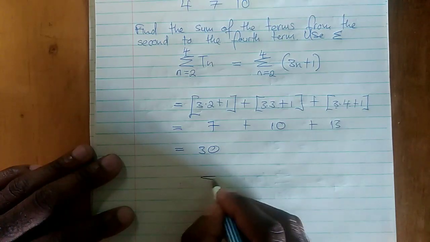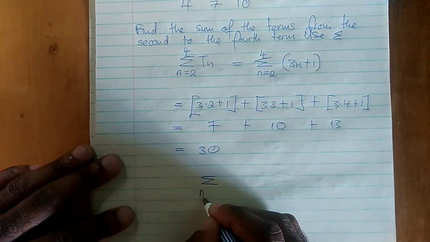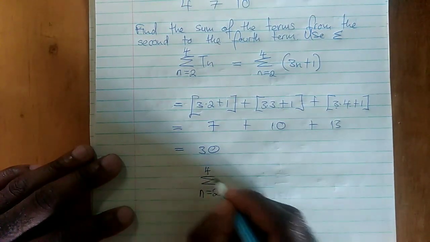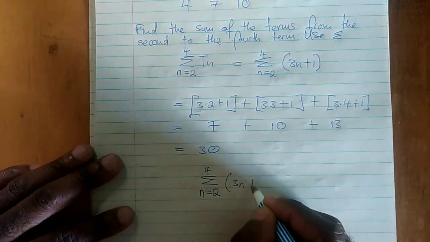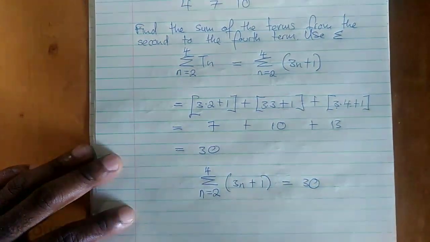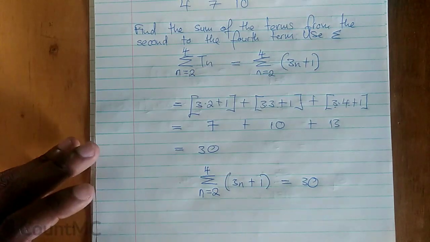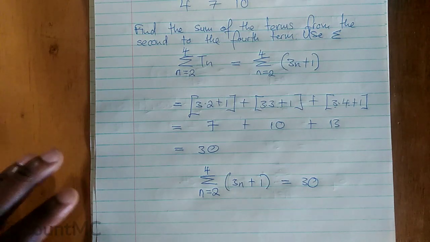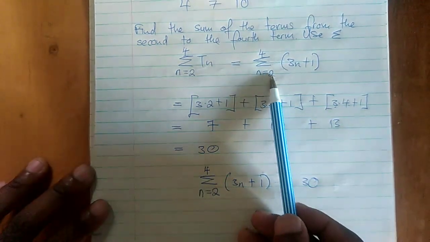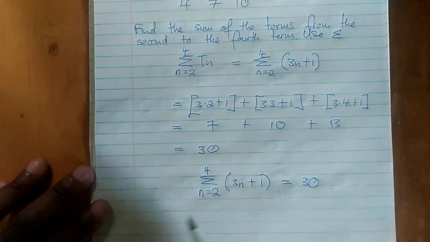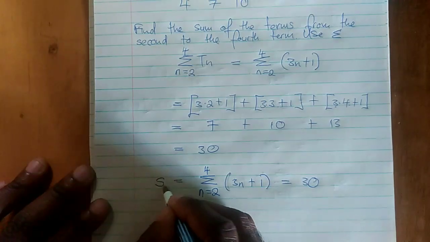So your final answer, you write your sigma notation. You are starting at n equals 2 and you are ending at 4. And 3n plus 1 is equal to 30. If you were using the sum of series, how many terms are you using here? From 2 to 4, there is 2, there is 3, there is 4. You would have written S3.